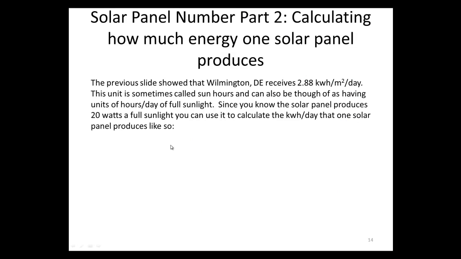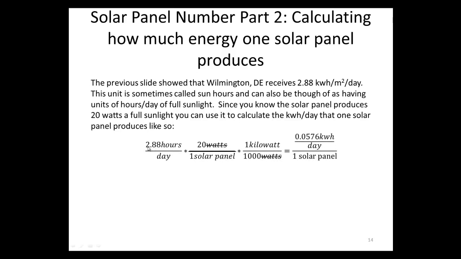But what we need to look at is how we can use that 2.88 kilowatt hours per meter squared per day. It turns out this unit is equivalent to something called sun hours. And you can also think of it as having the units of hours per day of full sunlight. So that would be like 2.88 hours per day of full sunlight. And since we know what the solar panel produces, which is 20 watts at full sunlight, you can use it to calculate the kilowatt hours per day that one solar panel produces, like so.